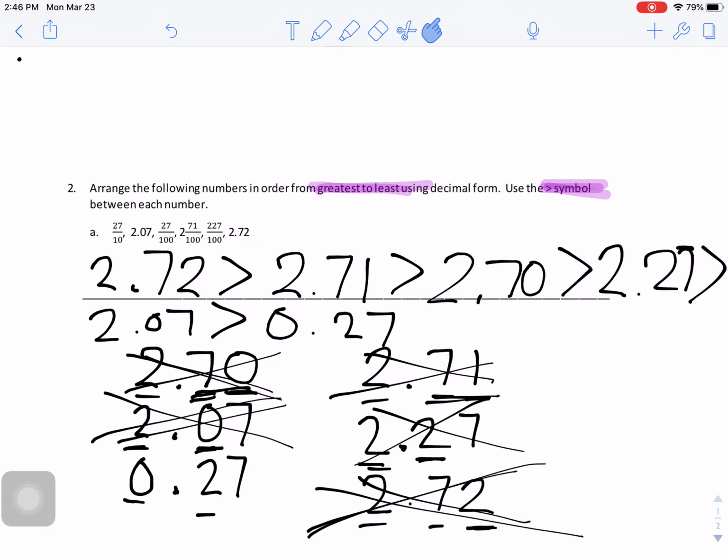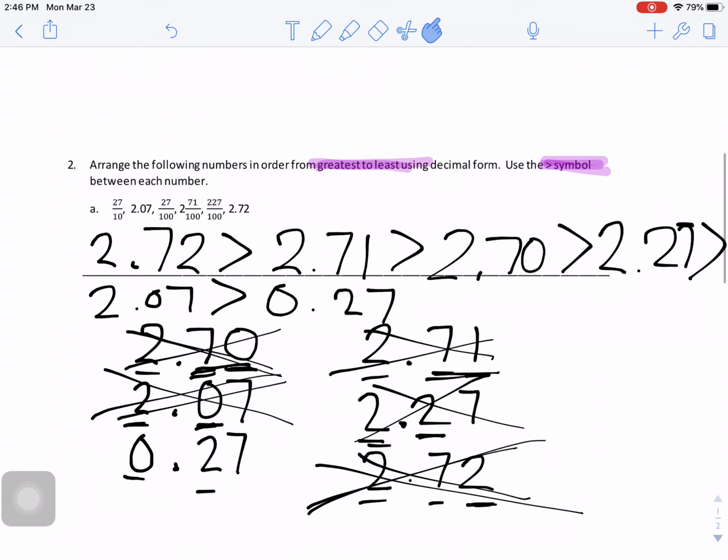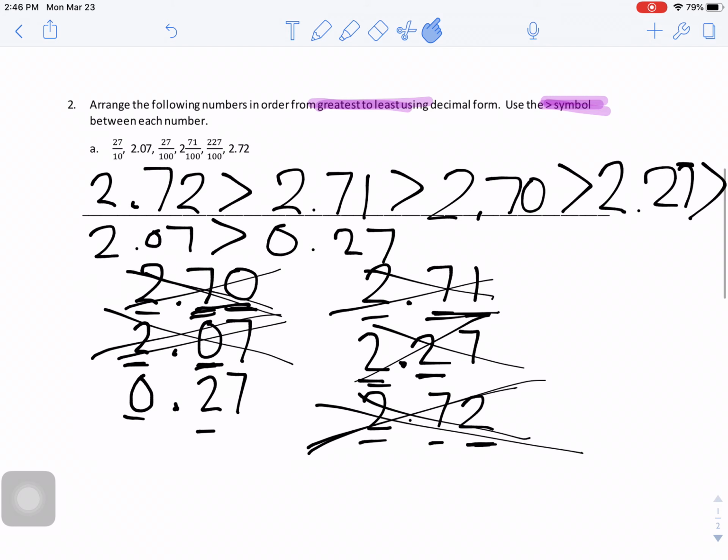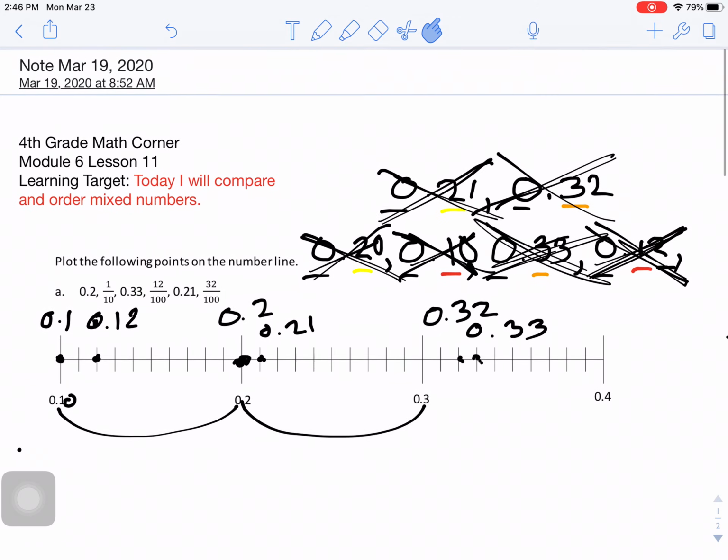You will also have word problems on your homework, which is just asking you to compare the numbers. If you have any questions, please let us know.